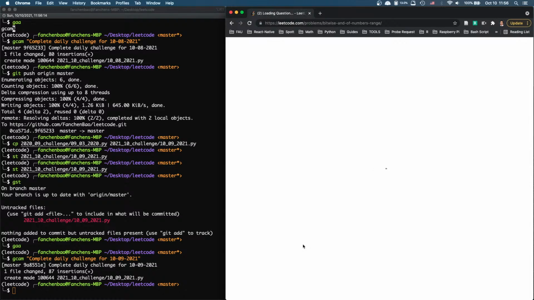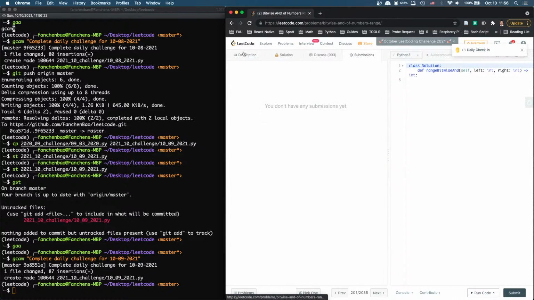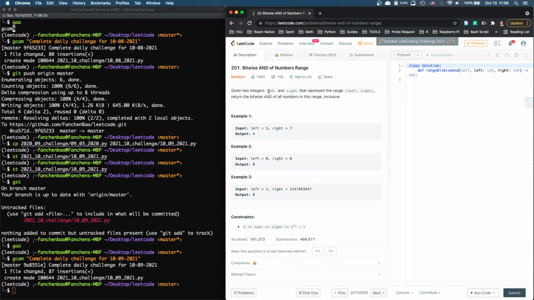Bitwise AND of Numbers Range. Didn't mean anything to me. All right, I don't think I've done this before. Nope. Okay, so given two integers, left and right, that represent the range from left to right, return the bitwise AND of all numbers in this range, inclusive. Oh, this is quite interesting. Of course, you cannot do it one by one, so you need to find some trick, right?